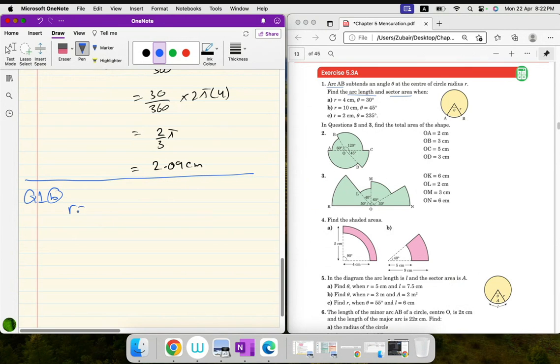This will be a sector. The radius is 10 centimeters and the angle is 45 degrees. You are more than welcome to see the formula. In exams, you won't be given these formulas. Yes, 1B.